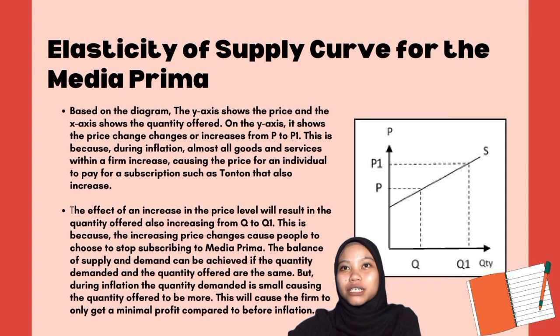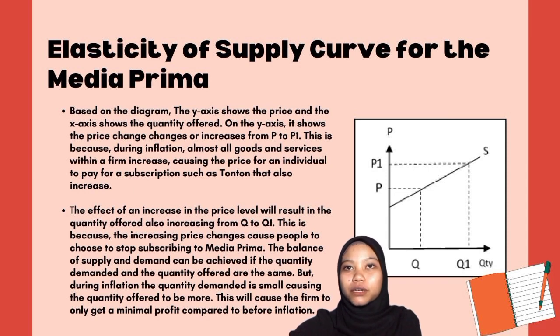Based on the diagram, the y-axis shows the price and the x-axis shows the quantity offered. On the y-axis, it shows the price change or increase from P to P1. This is because during inflation, almost all goods and services within a firm increase, causing the price for an individual to pay for a subscription such as Tonton to also increase. The effect of an increase in the price level will result in the quantity offered also increasing from Q to Q1. This is because the increasing price causes people to choose to stop subscribing to Media Prima.